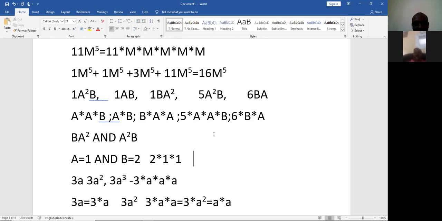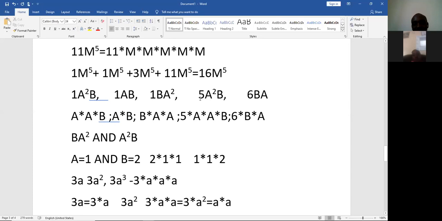Let's compare it with A squared B. We have said A is equal to 1, so it is 1 multiplied by 1 multiplied by 2. The answer is still the same. So whether you say BA or AB, the answer is the same, as long as A is squared. So B multiplied by A squared is the same as A squared multiplied by B, because the answer is the same. So A squared B and B A squared is the same.